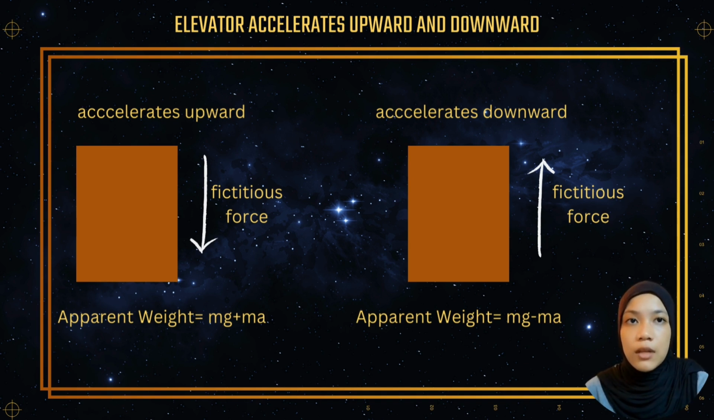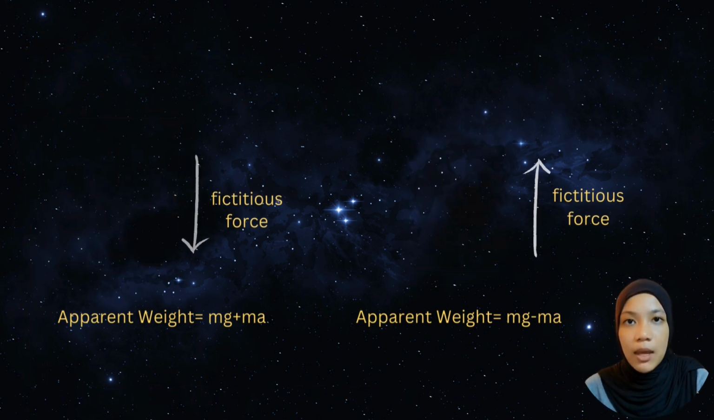While when the elevator accelerates downward, the observer feels lighter than usual because the fictitious force acts upward due to the downward acceleration of the elevator, opposing the gravitational force. The apparent weight of the observer during acceleration is less than the actual weight, where the apparent weight equals mg minus ma.